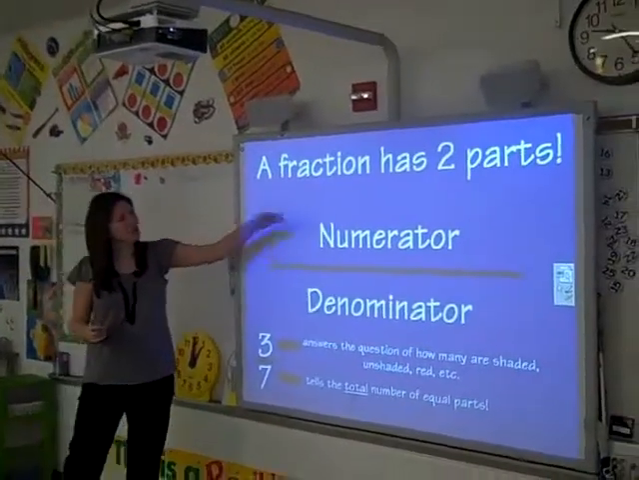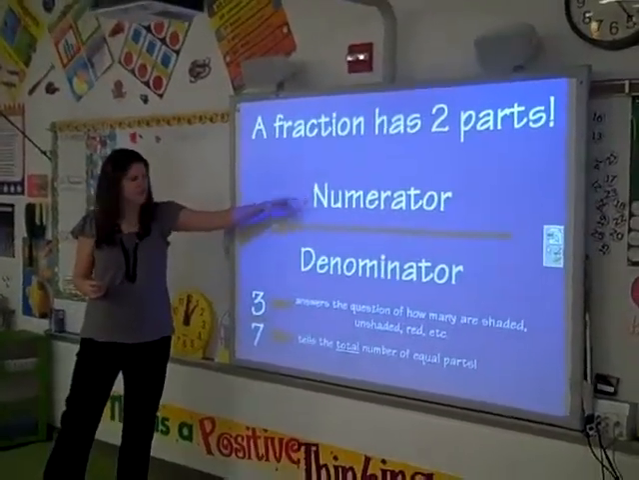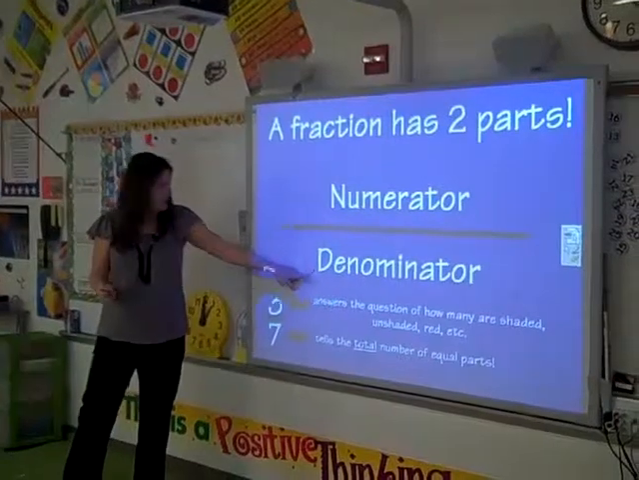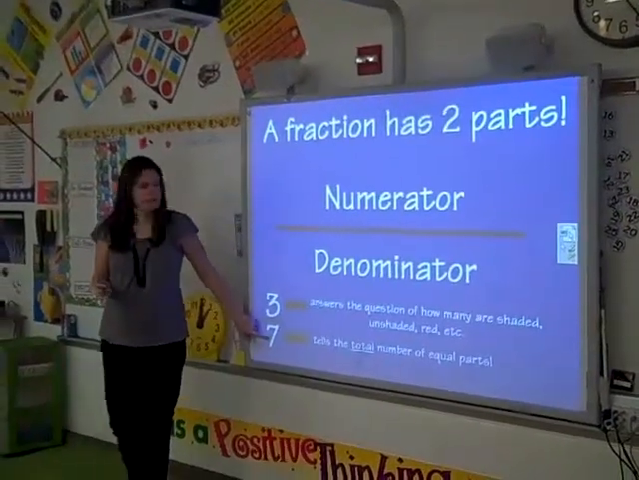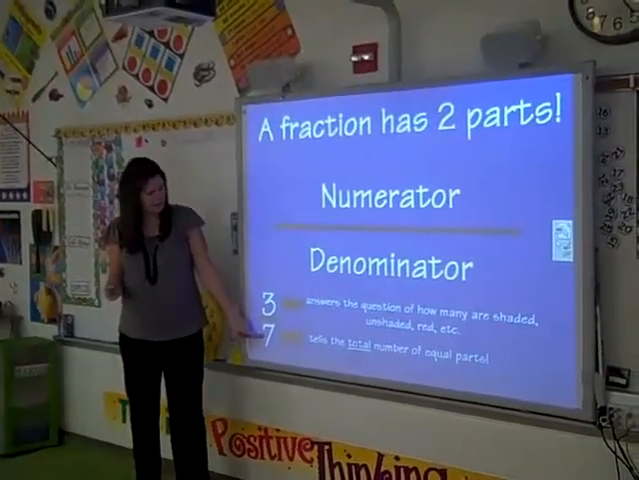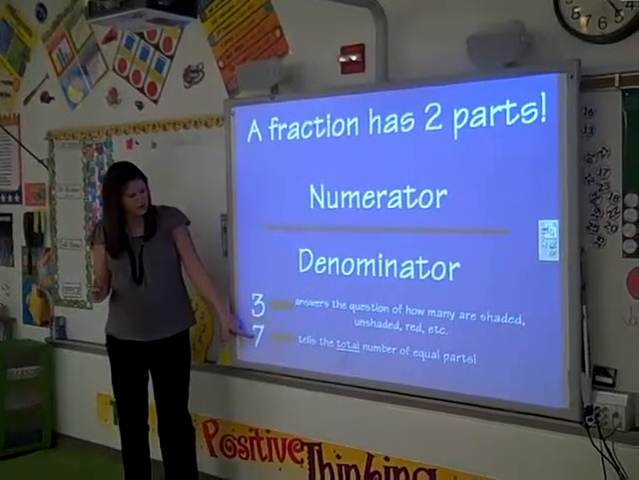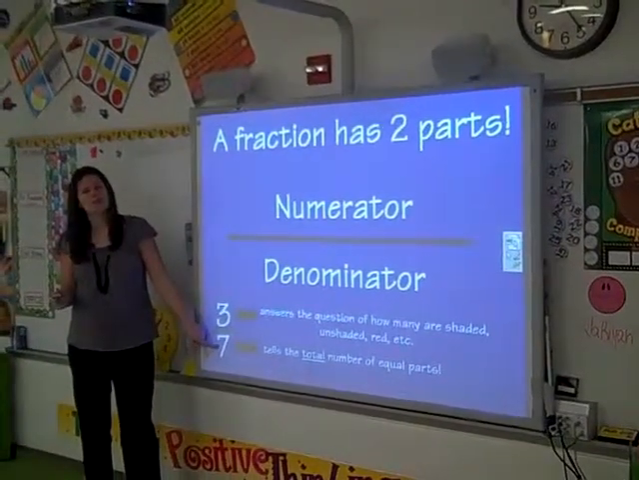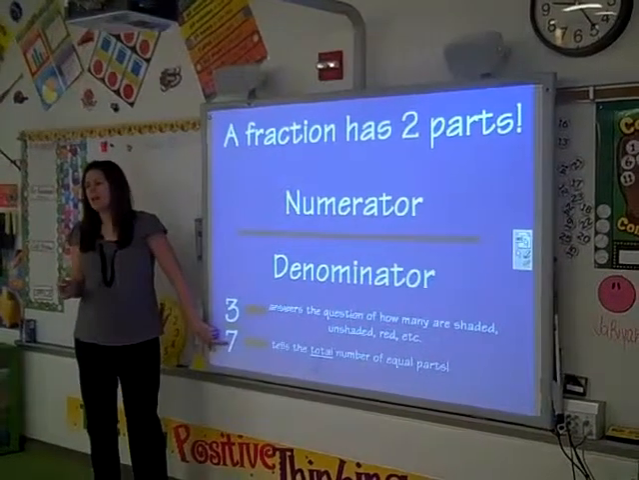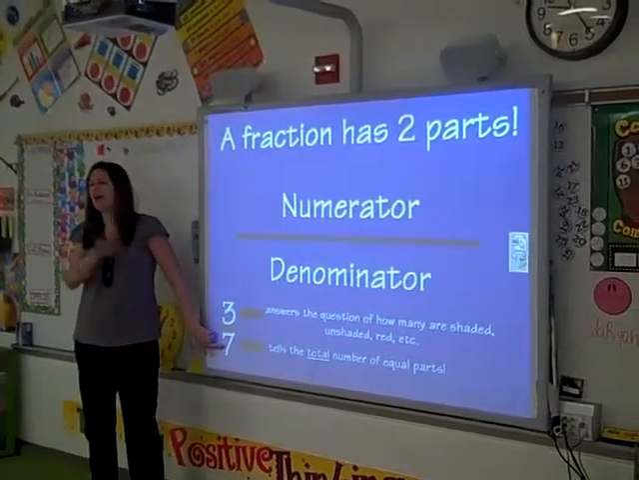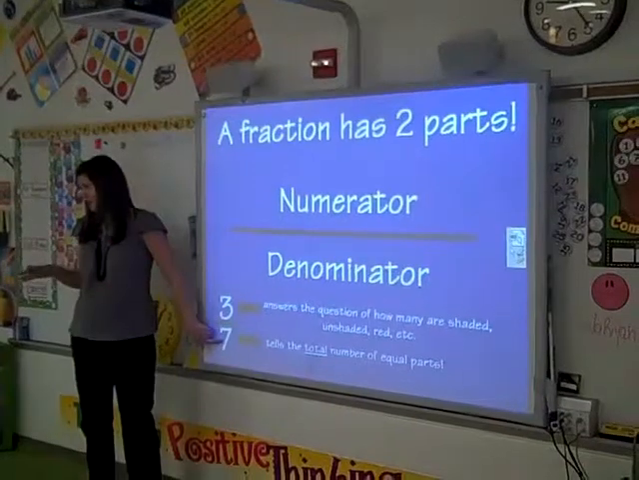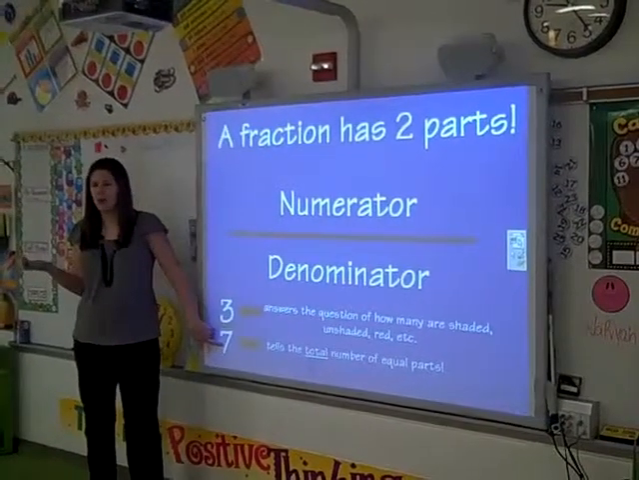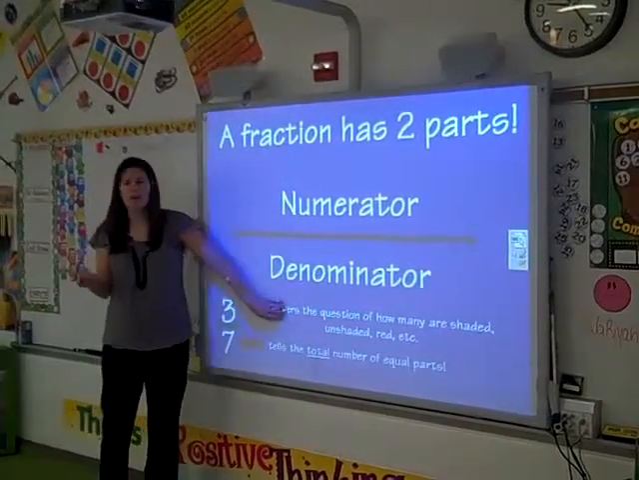A fraction has 2 parts. The first number is the numerator. The bottom number is the denominator. Read for me the denominator, Evan, since you were kind of right there at it. Tells the total number of equal parts. Very good. So when we're talking about the denominator, we're looking for how many parts do we have? Do we have 8 parts? Do we have 10 parts? Do we have 2 parts? What about the numerator, Dana?